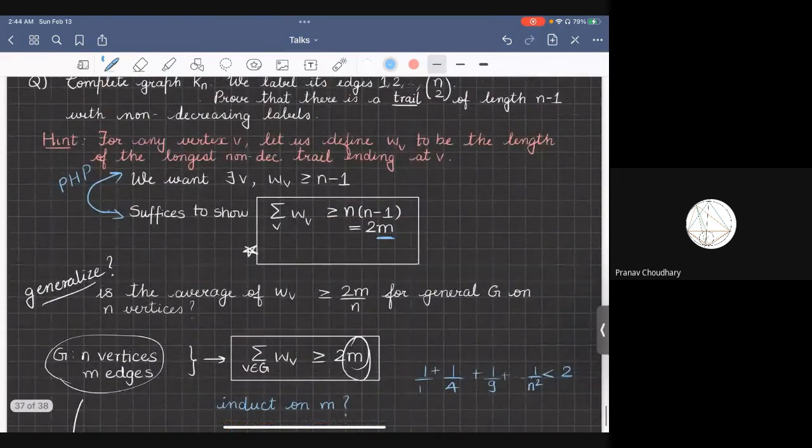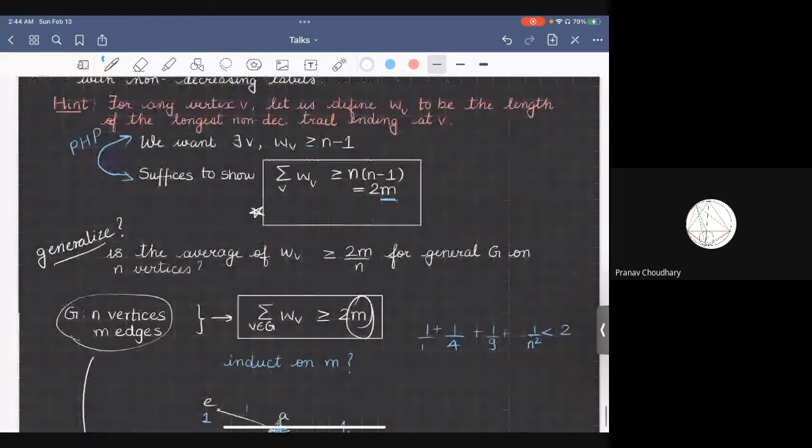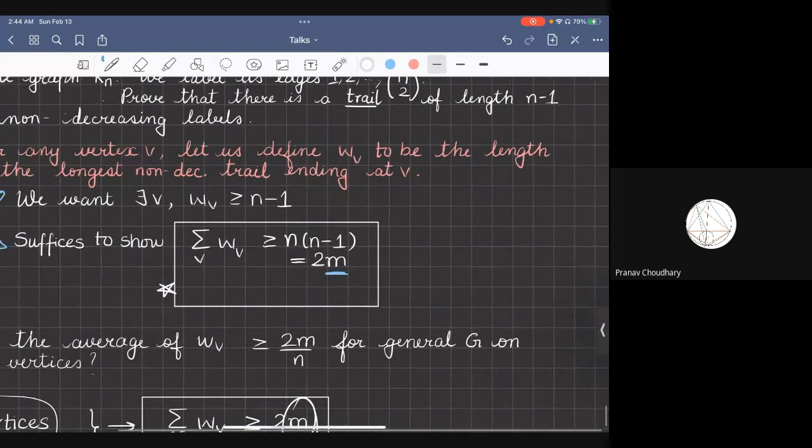Also, is this WV idea common in combinatorics problems? Yes. Giving such weights is quite a common idea. In fact, there's another proof for Mantel's theorem, which says that if a graph has n vertices and no triangles, then it has at most n square by 4 edges. There is a proof of that using this, so I'll put that in the assignment set as well. So talking about weights is quite a general idea.